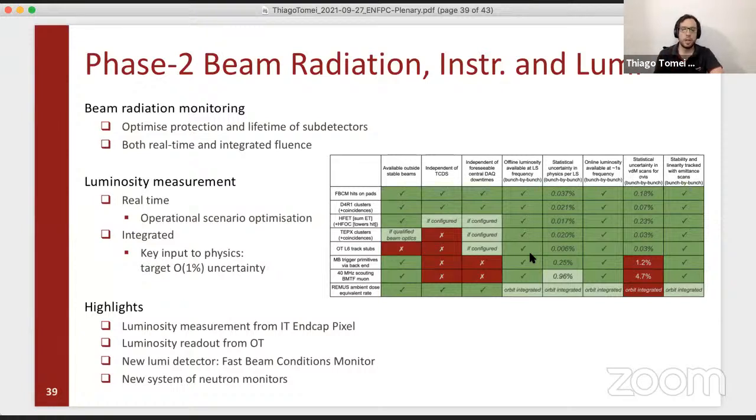I'm not going to read through the table, just some highlights. We're going to have plenty of luminosity measurements. The ones that are going to be more improved are the ones from the inner tracker endcap pixel. We have also luminosity from the outer tracking. We're going to have a new luminosity detector, the fast beam conditions monitor, and we're going to have some neutron monitors for the fluence. Again, the TDR is about to come out, just as the DAQ-HLT TDR.